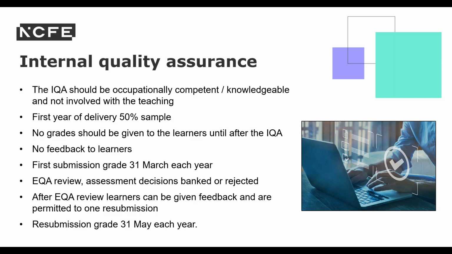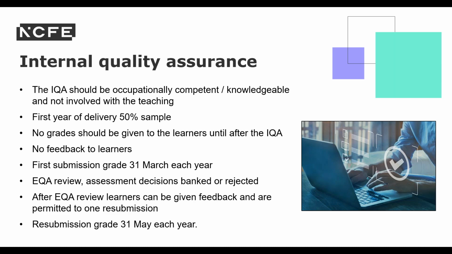But after the first year sampling can be reduced. And while there is no specific number on the size of the sample, it should still be large enough to give the IQA a picture of the work that has been completed by the learner and the cohort. So we would recommend between a 20% and 40% sample. Grades can be given to the learners after this IQA has been completed, but you should inform them that this may change based on the EQA's review. Under normal circumstances, when it's business as usual, no feedback is to be given to learners at this stage, and feedback should be directed to the assessor.